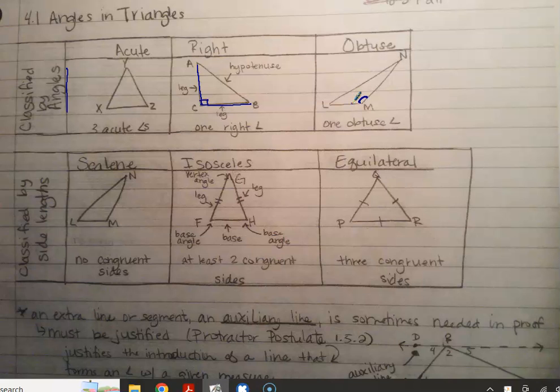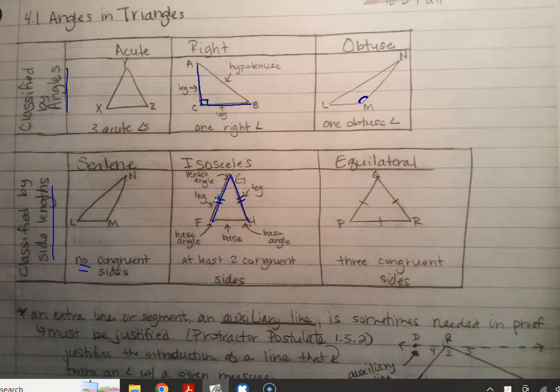The other way we can classify triangles is by their side lengths. So a scalene triangle has no congruent sides, so there are no markings to make it scalene. An isosceles triangle has 2 congruent sides. The book says at least 2, which is interesting to me because it should only have 2. If it has 3, it's a different shape. But notice it has these markings, showing that these 2 sides are congruent.